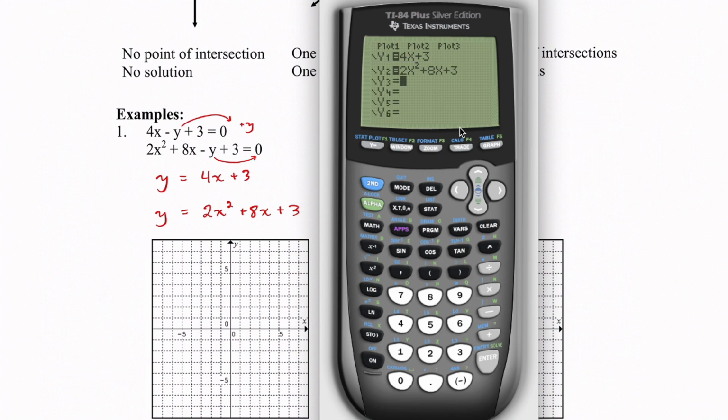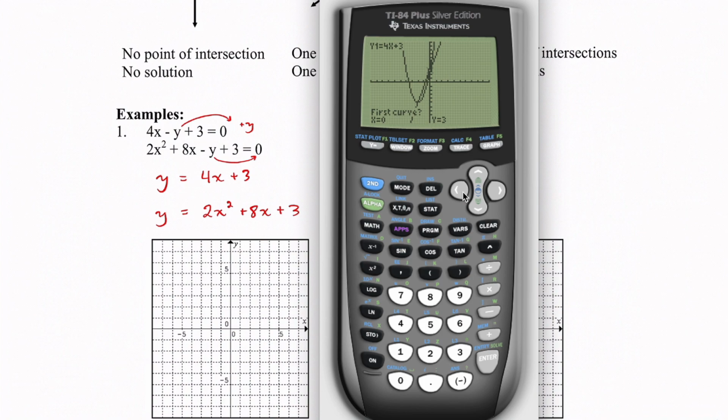And now that we have those typed in, we can click graph. So we have our line, that's this first one here, that was just a linear equation. And then this parabola, that is this quadratic equation. So it looks like it crosses once here and then another time there. So to find those intersection points, what I can do is click second, trace, and then option number 5 is where they intersect.